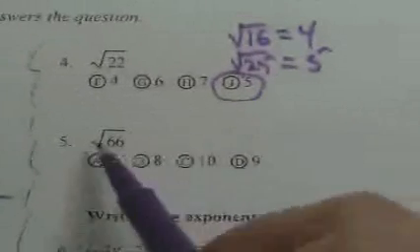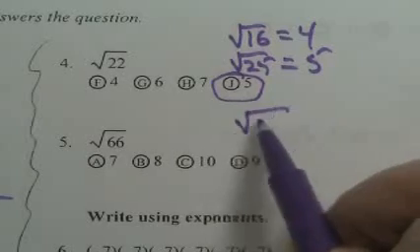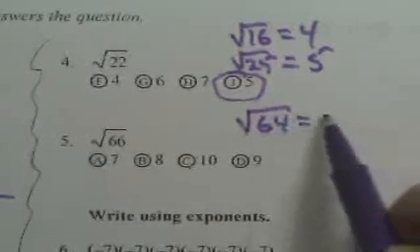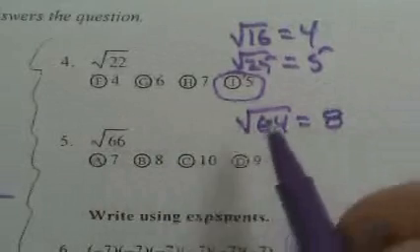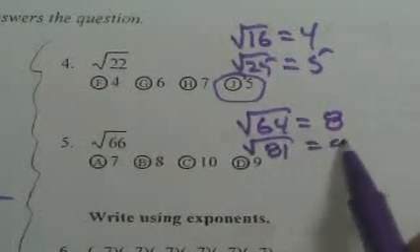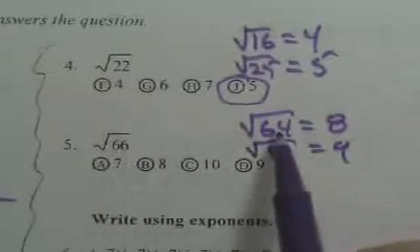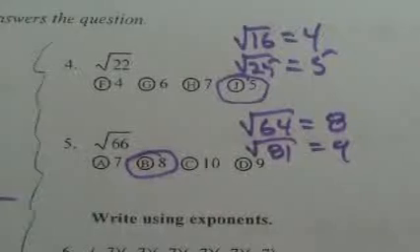The next one, 66. I know that 8 times 8 is 64. The square root of 64 is 8. And you can tell right away that's pretty close to it, can't you? Because I know that the square root of 81 is 9. And 66 is closer to 64. Therefore, it's closer to 8. So that's our answer.